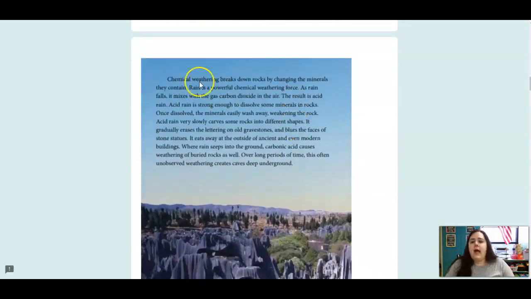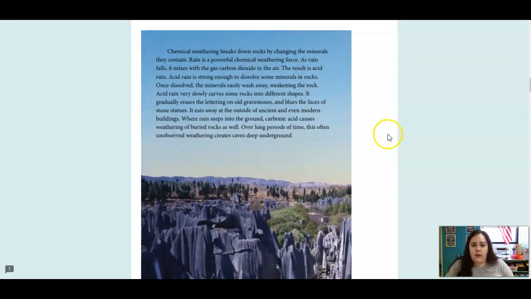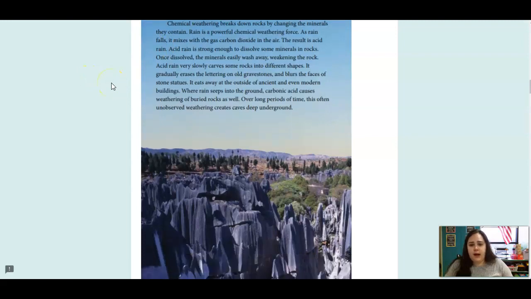Now we're going to talk about chemical weathering, which breaks down rocks by changing the minerals they contain. Rain is a powerful chemical weathering force. As rain falls, it mixes with the gas carbon dioxide in the air. The result is acid rain. Acid rain is strong enough to dissolve some minerals in rocks. Once dissolved, the minerals easily wash away, weakening the rock. Acid rain very slowly carves some rocks into different shapes.